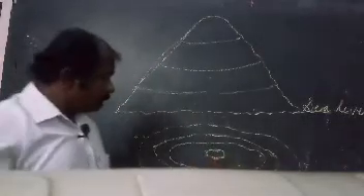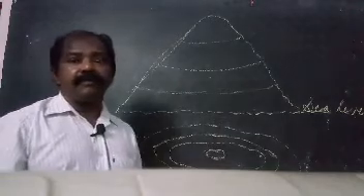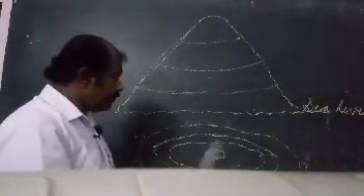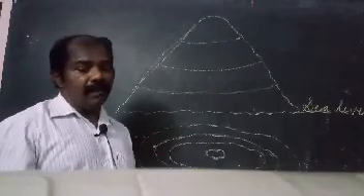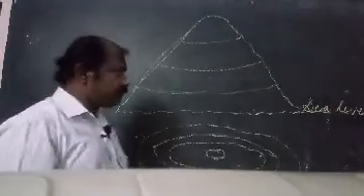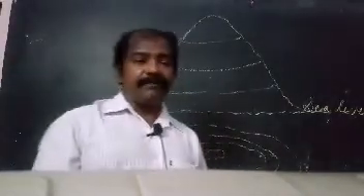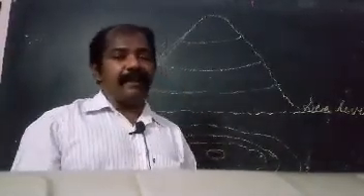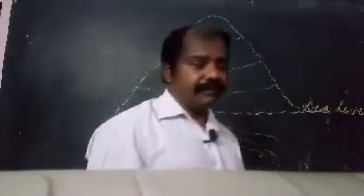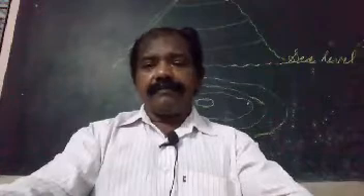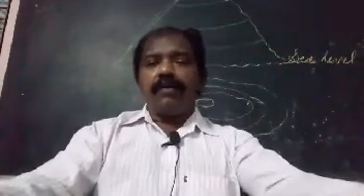And in a physical map, these layers will be colored with green, yellow or brown. That is how we show the heights. So these lines we drew to show the heights are called contour lines.